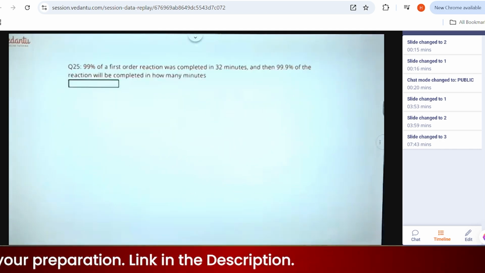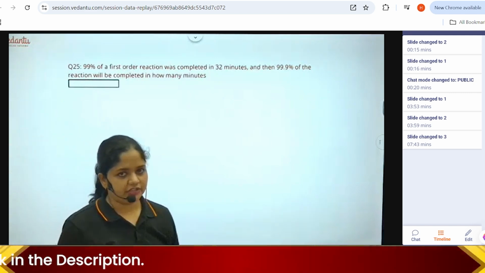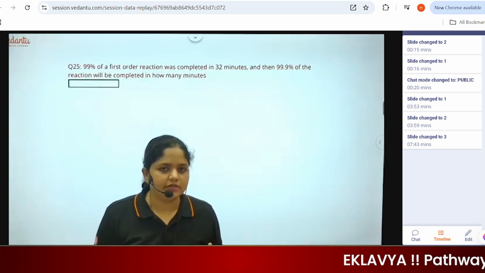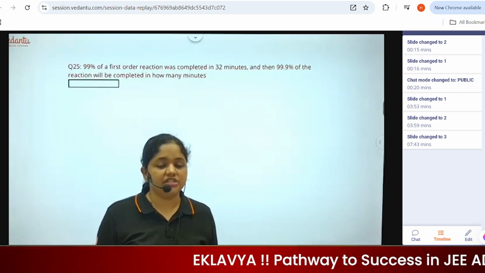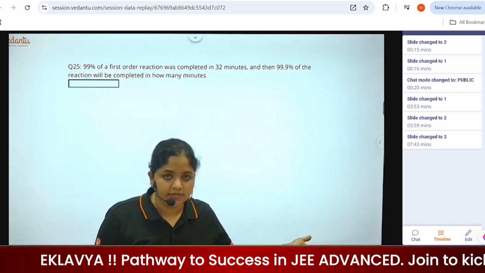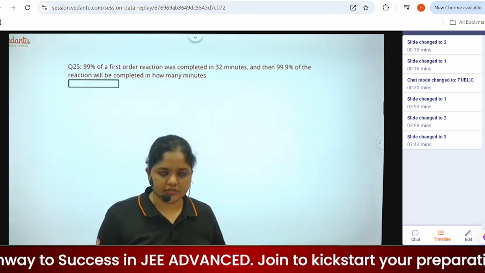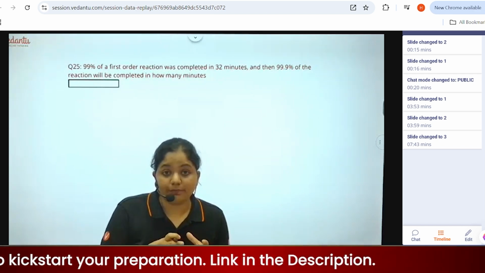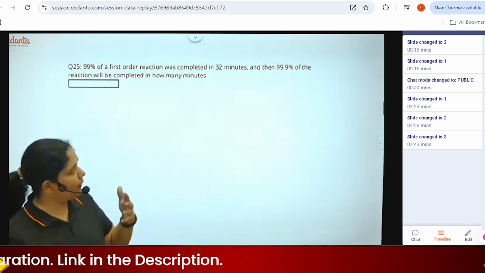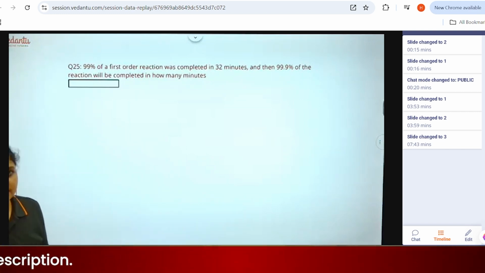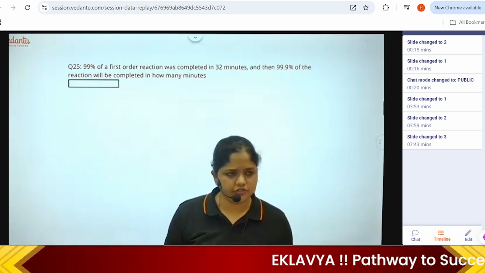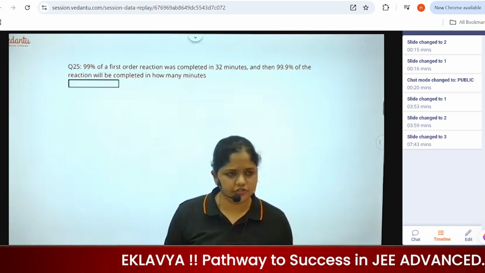So in this, they're talking about a first order reaction. 99% of a first order reaction is completing in 32 minutes. Now, for the same reaction, how much time does it take to complete 99.9% of the reaction? That is what they are asking. For any reaction, be it first order or any order, the rate constant remains the same.